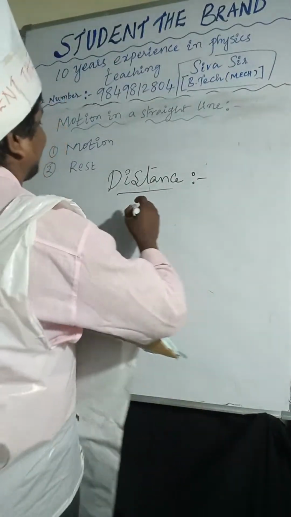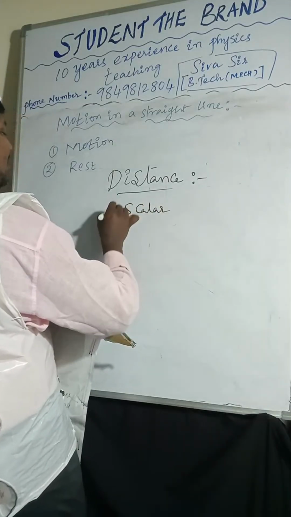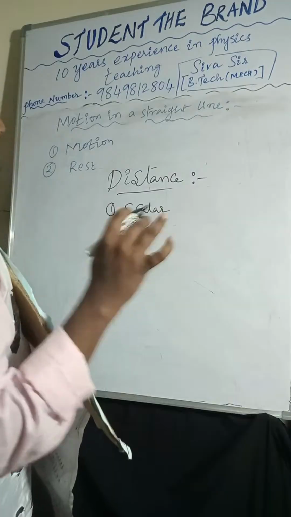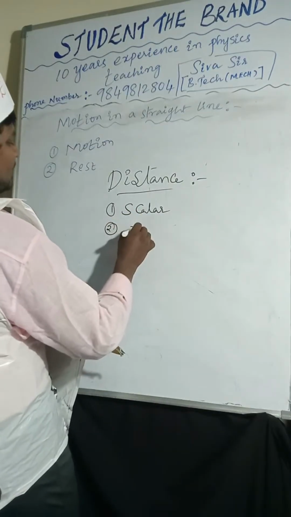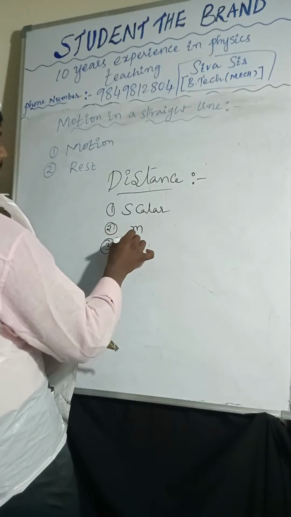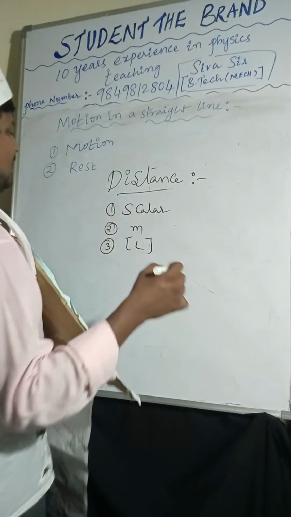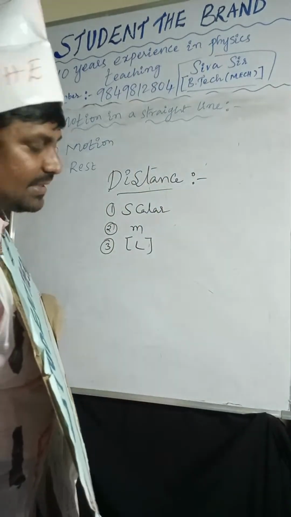Distance is a scalar quantity. The SI unit of distance is meter. The dimension formula is capital L, so in the dimensional equation we write L. So that is about distance. Distance is a scalar quantity.